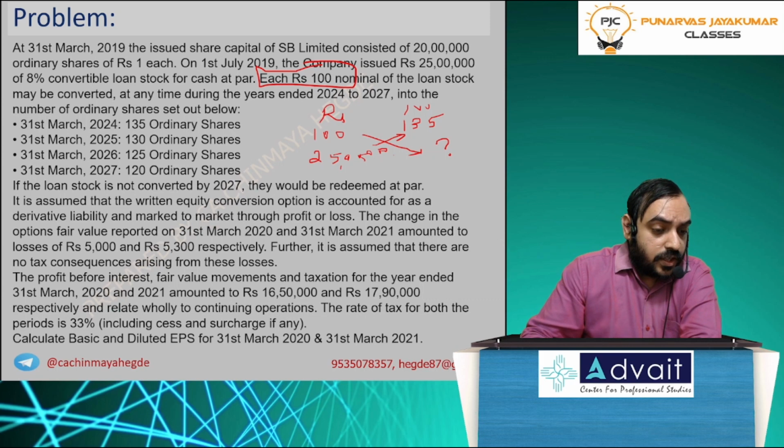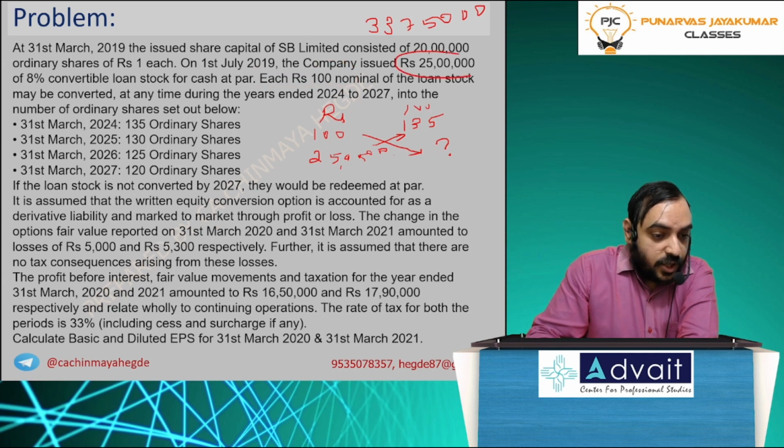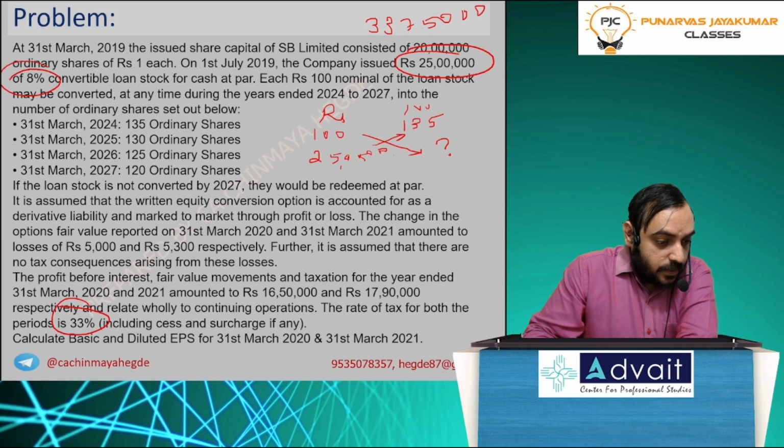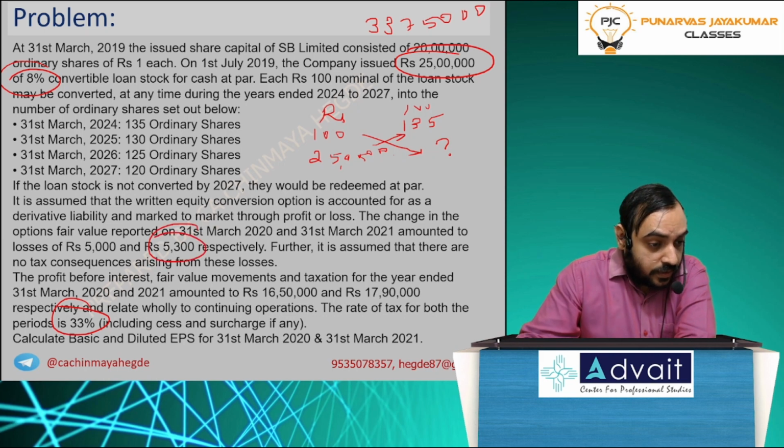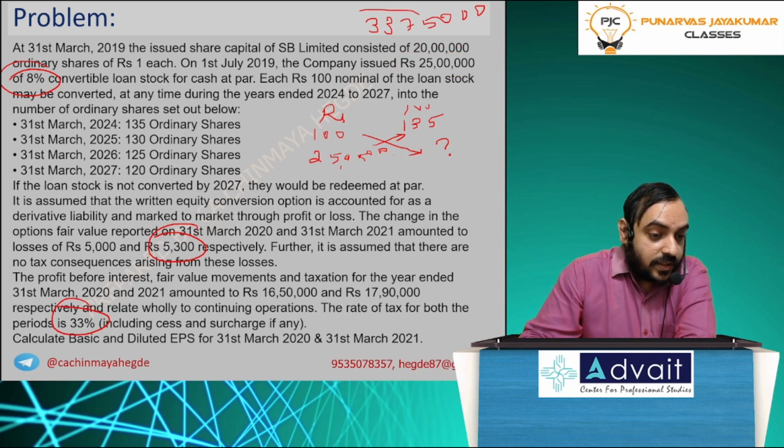Let's try it out once. 33 lakh 75,000, right? That number. Okay, let me write it. Then try it out from the beginning: 25 lakh into 8% into 67% plus 5,300, divided by 30 lakh 75,000. Correct.